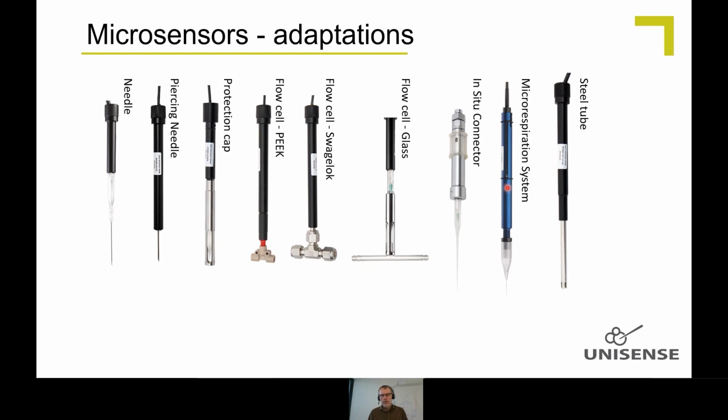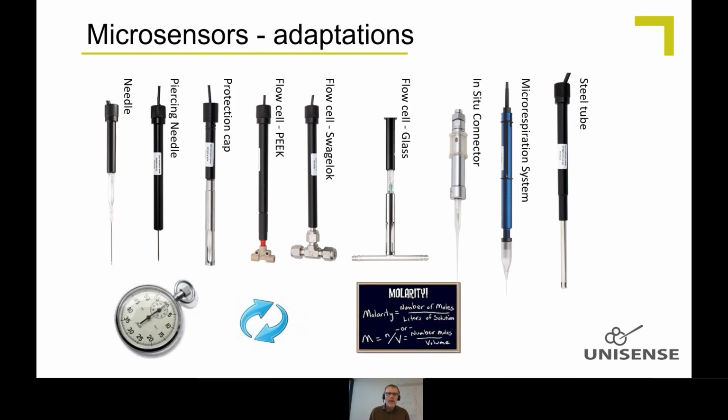The microrespiration system, which I will touch upon later, has the sensor sitting in this blue guide that allows you to get the sensor tip into a very small respiration chamber and measure changes in concentration in there. And then there's the steel tube, where the sensor sits in the opening of the steel tube here, and it's a stable sensor that can be used in many applications.